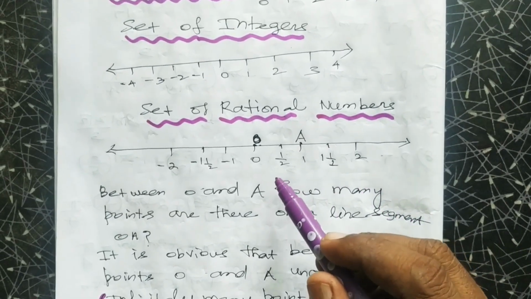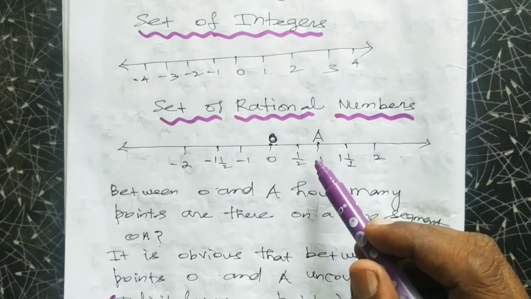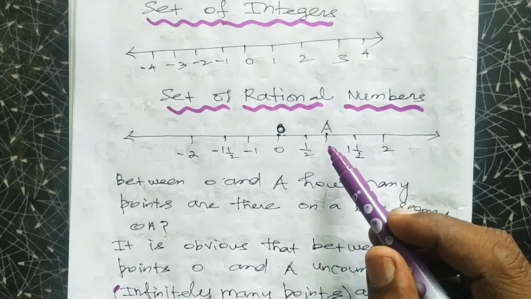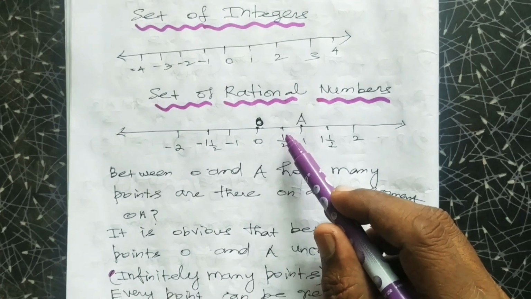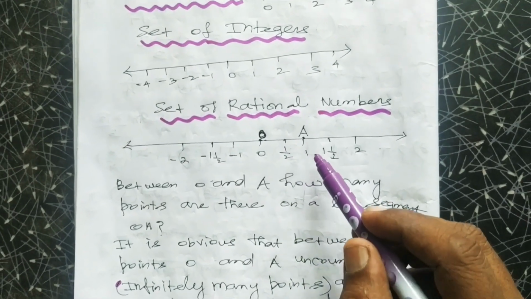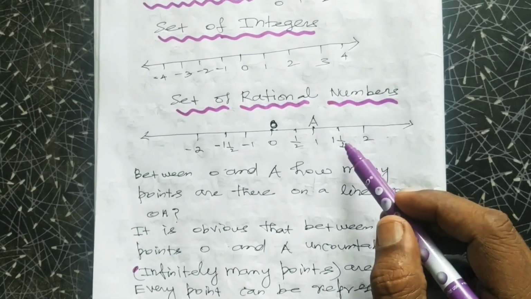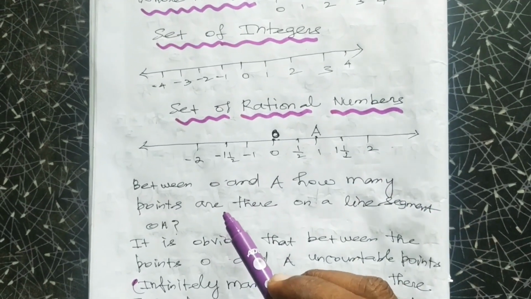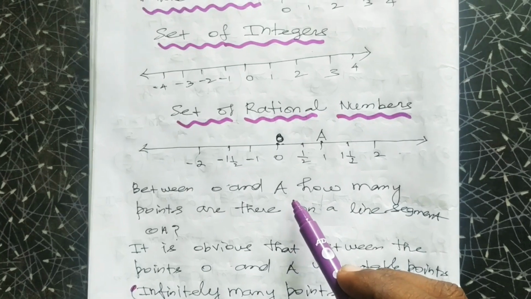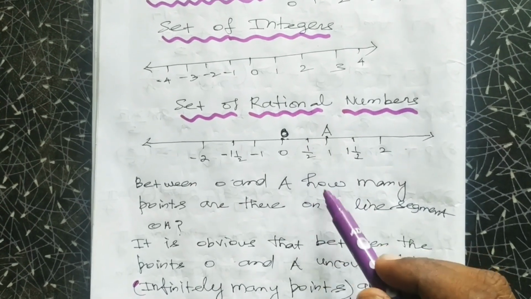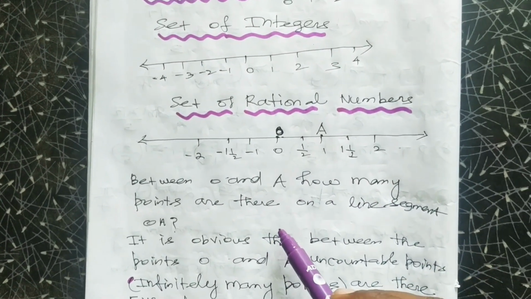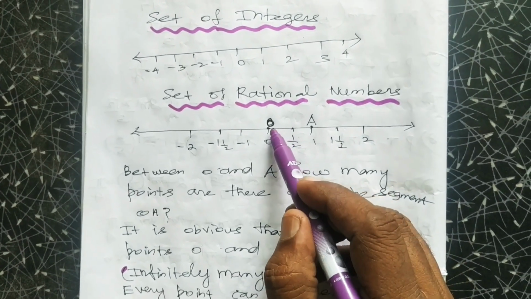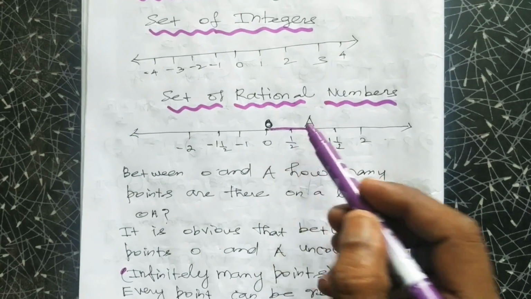First you mark 0, then 1. Between 0 and 1, infinitely many points are there, and exactly in the middle will be half. Between 1 and 2, exactly in the middle will be 1.5. Similarly on the left side. Now can you say how many points are there on the line segment OA between the points O and A?